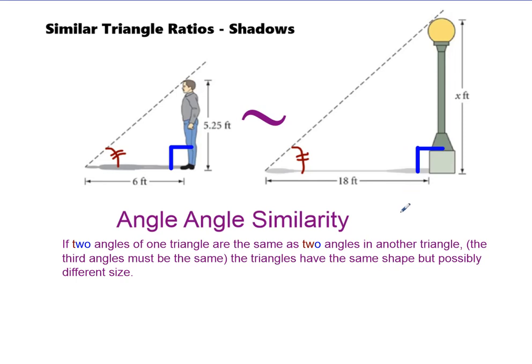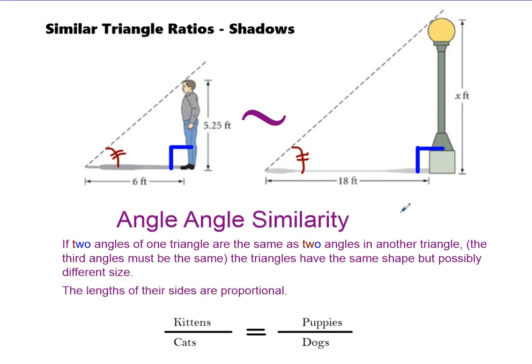But because they're the exact same shape, that means that their sides are proportional. Proportions like kittens are to cats as puppies are to dogs. Okay, in this case, we're going to have the man is to the lamp as the man's shadow is to the lamp's shadow, or the small shadow to the large shadow. Okay, and so we have numbers for these. Let's go ahead and plug them in and substitute.